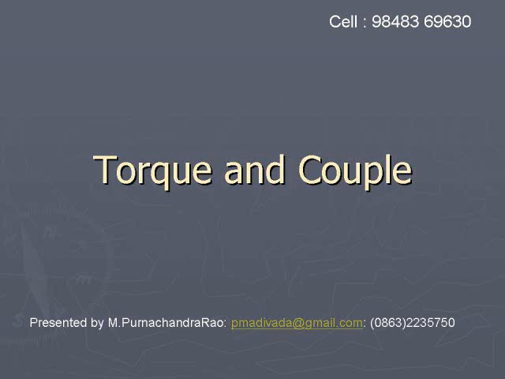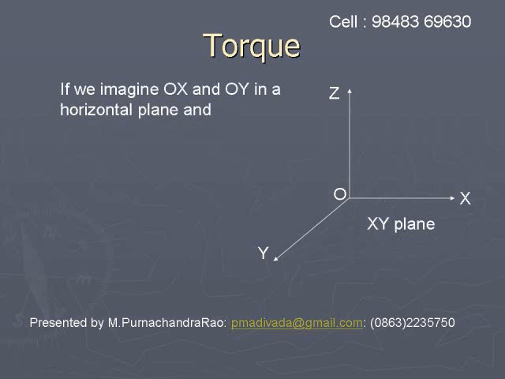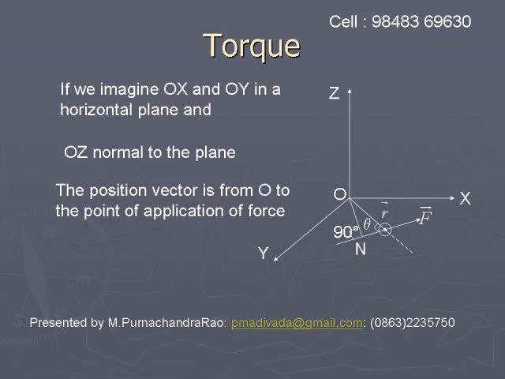Torque is defined as the cross product of position vector and force vector. Suppose we imagine OX, OY are the axes in a horizontal plane and OZ is vertical. From O, a string is tied to a stone, the circle in the figure representing the stone, tied to a pole along OZ by a string, and the length of the string is R. Then the position vector is from O to the point where the force is applied, that is up to the center of the circle.